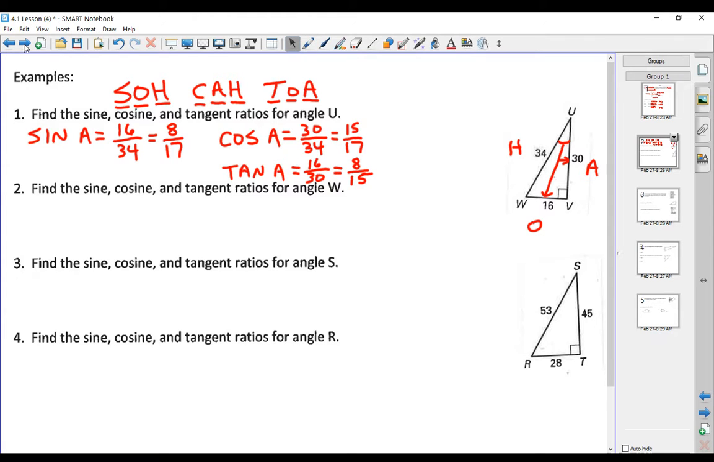Now, in regards to that same triangle, now we want to solve for the sine, cosine, and tangent of angle W. So let's look at angle W here.